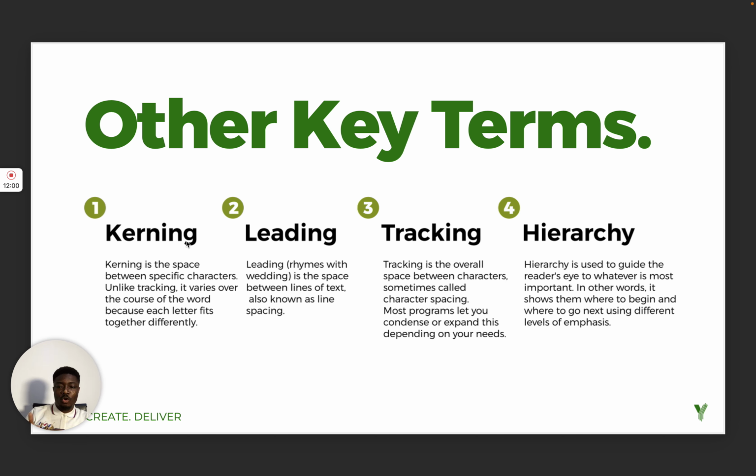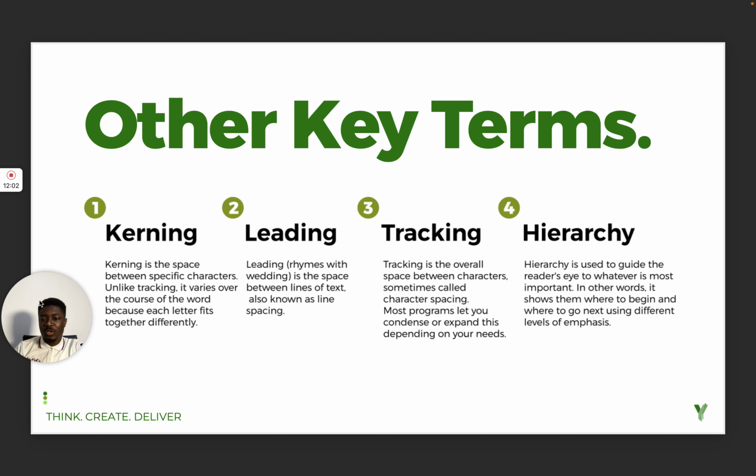And then if you look under here, you're seeing think, create, deliver. So you have big, small, small, small, small, small. What that is doing is it's helping your eyes to read this document effectively. Hierarchy is used to guide the reader's eyes to whatever is most important. In other words, it shows them where to begin and where to go next using different levels of emphasis.